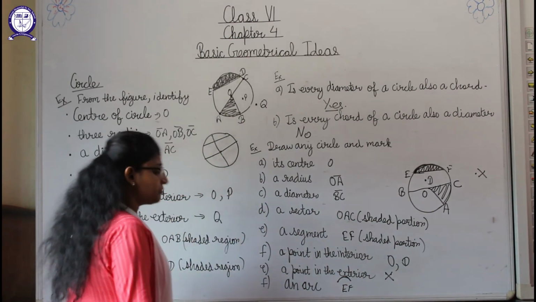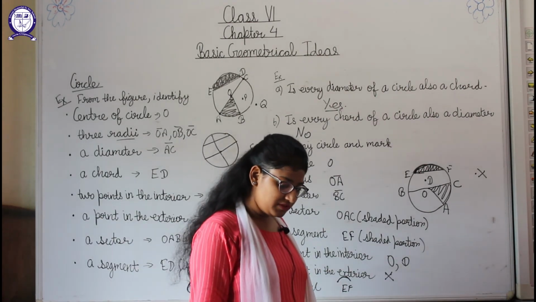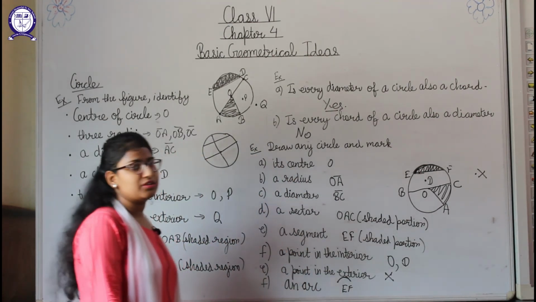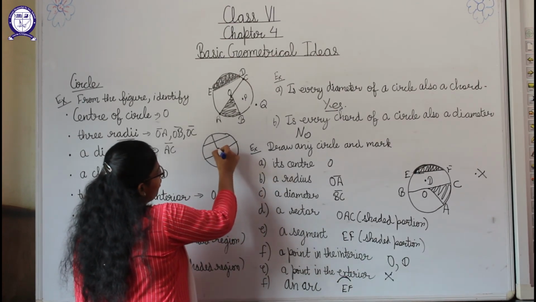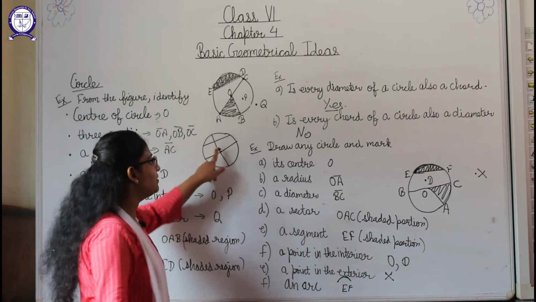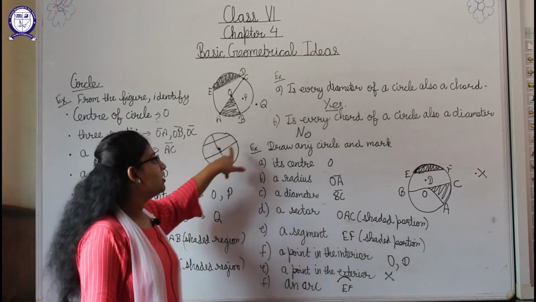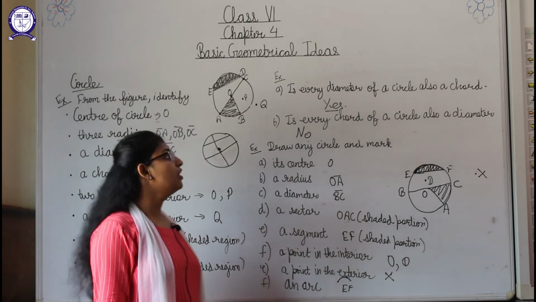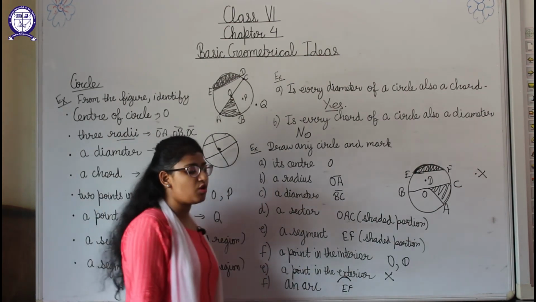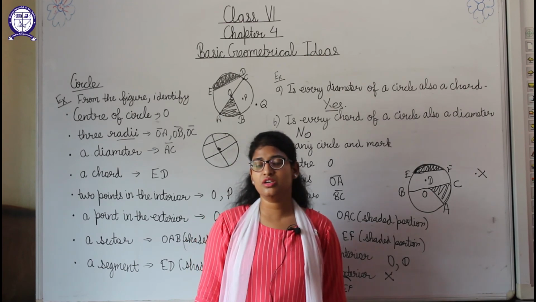Okay. Now the next one is: the center of a circle is always in its interior. So it is true, when we make any circle, its center will always be in its interior. It will not be outside the circle. If it were outside the circle, then how would you make the circle? So a center is always in the interior of the circle.